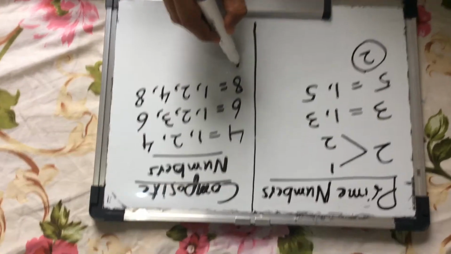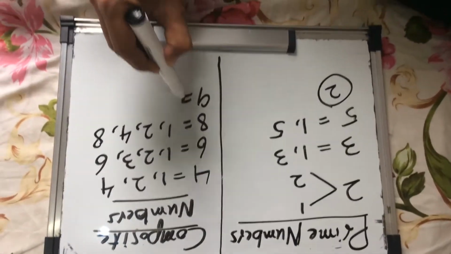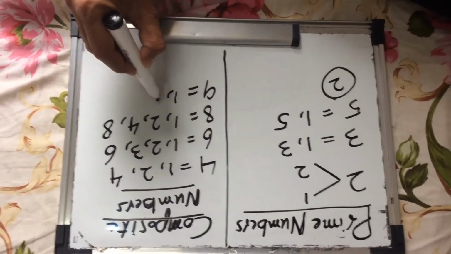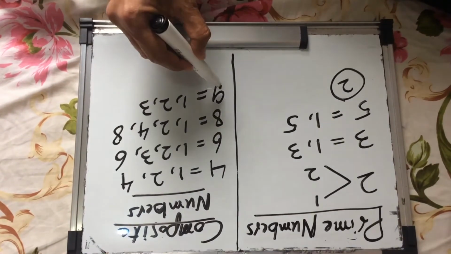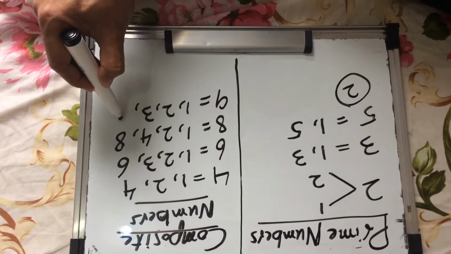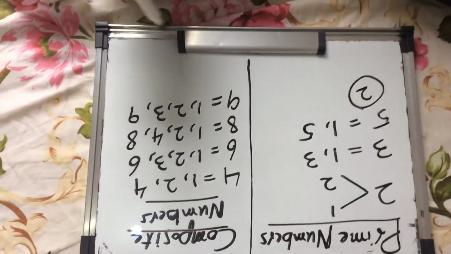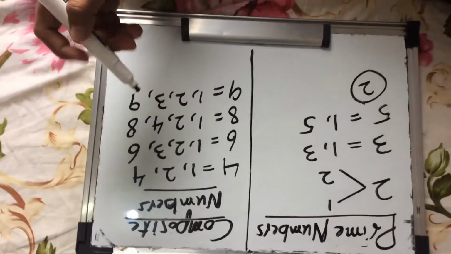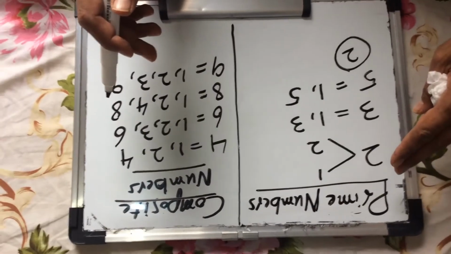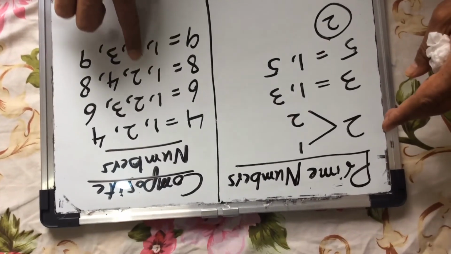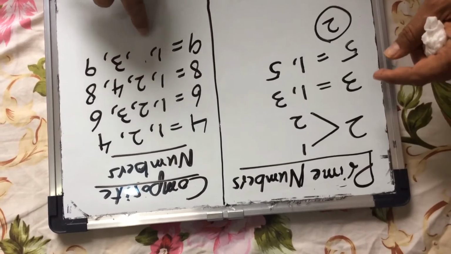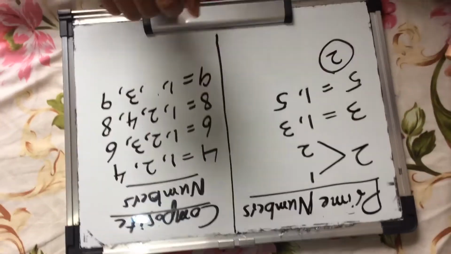In the same way, 9 can be divided by 1, and by 3. 9 can be divided by 3, and it can be divided by 9 itself. So these are the composite numbers. 9 cannot be divided by 2, I wrote it wrongly. So its factors are 1, 3 and 9.